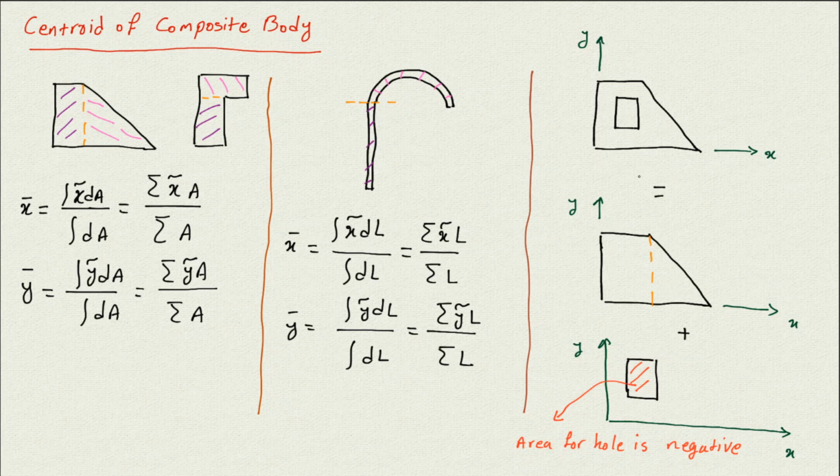In other words, if I have a shape that has a hole, I assume the hole is not there, and then I split it into whatever familiar shapes I have, and then I also add the hole, and I will consider the area of the hole to be negative.